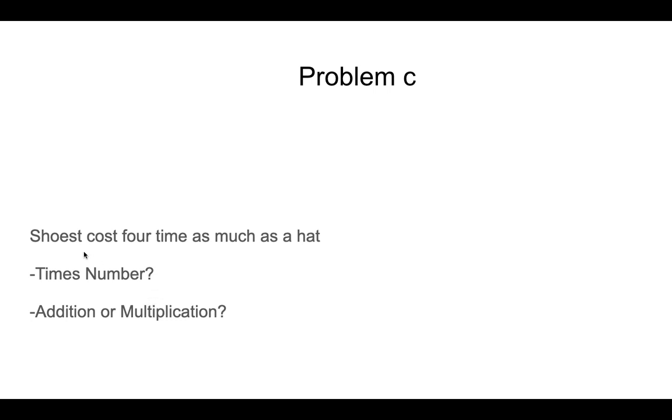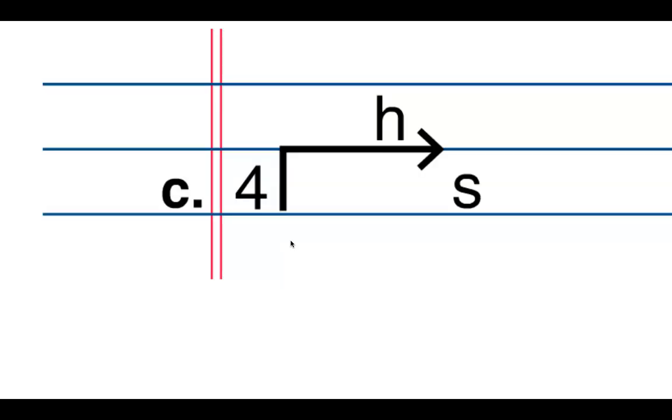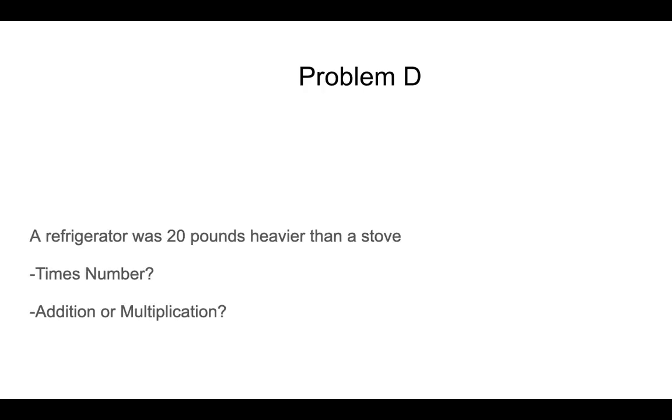What's our times number? Our times number is 4. And then what costs more, shoes or hat? The shoes cost more, so that's going to be our big number, and H is going to be our other small number. Let's take a look at that. There we go. 4 times H will give us S. Okay, we don't know what the numbers are, but we do know that this is how we would solve it if we had numbers.